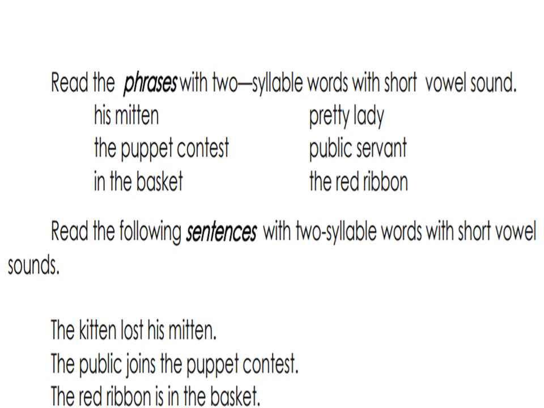Great. Now let's read the following sentences with two-syllable words with short vowel sound. I'm going to read first. The kitten lost his mitten. The public joins the puppet contest. The red ribbon is in the basket. Your turn. Great.